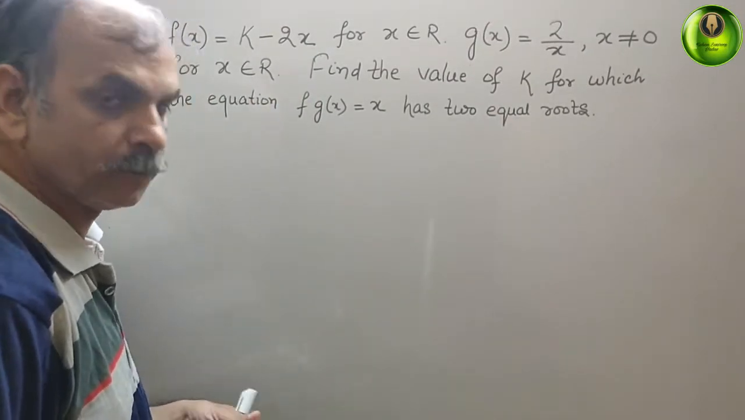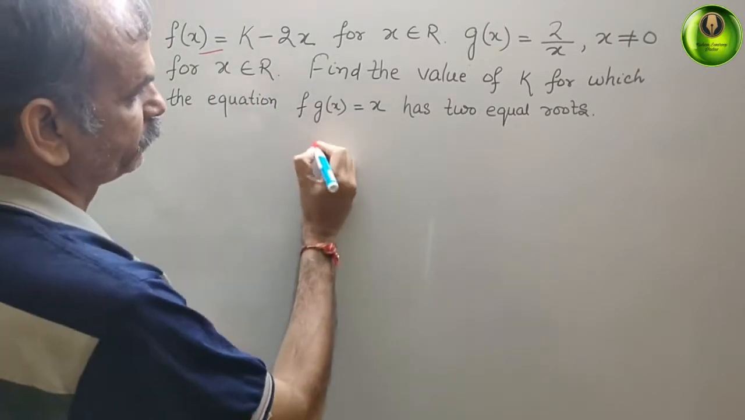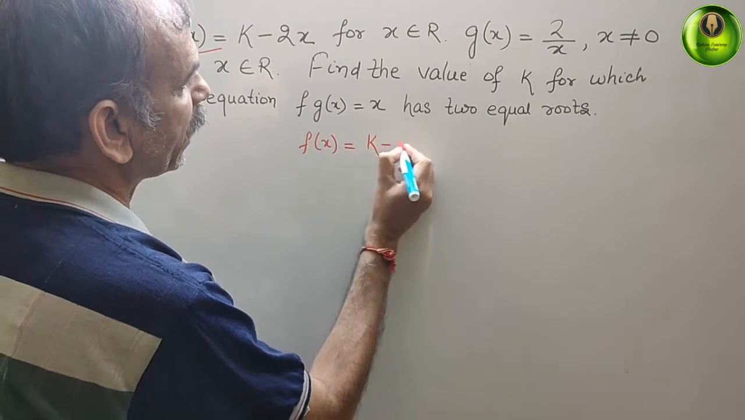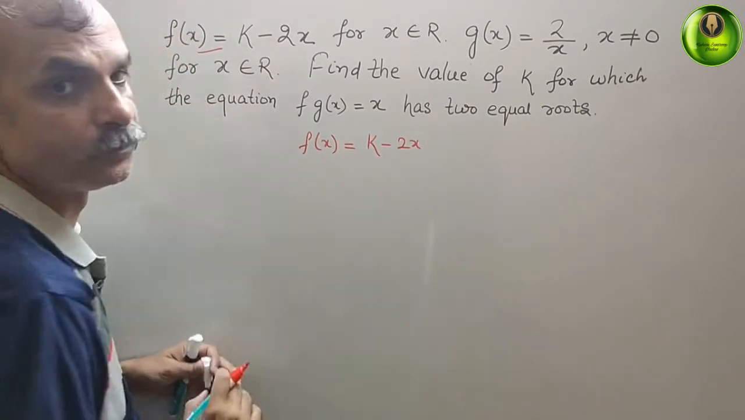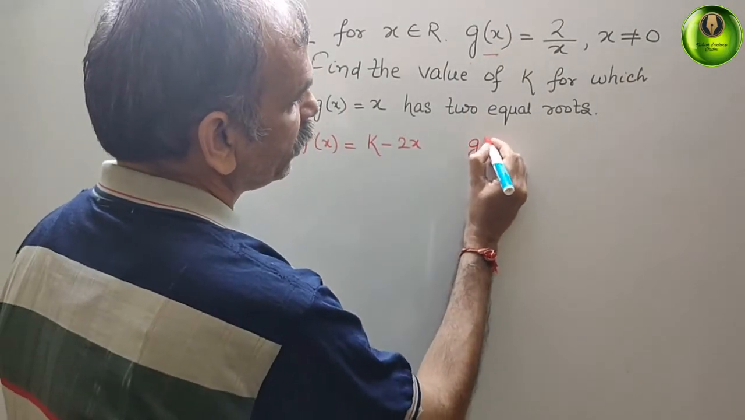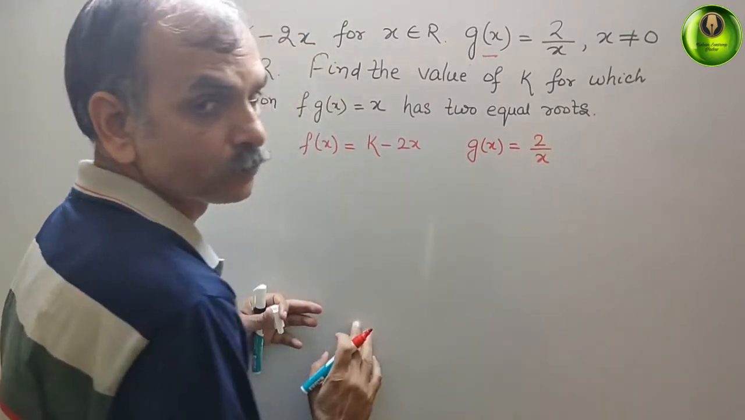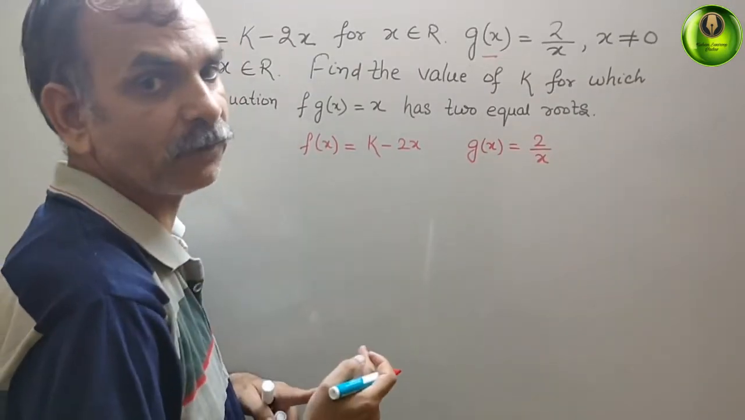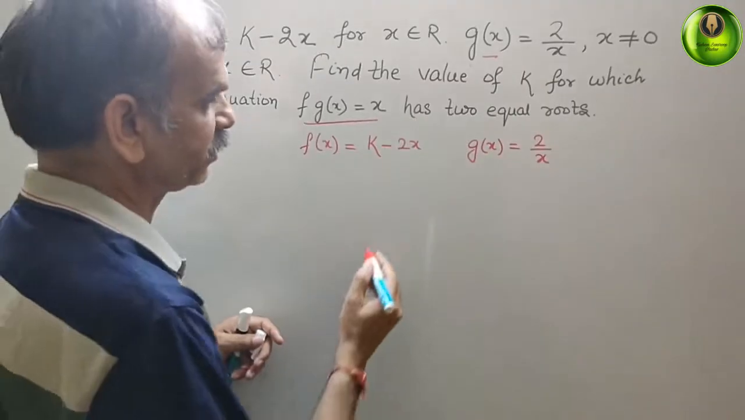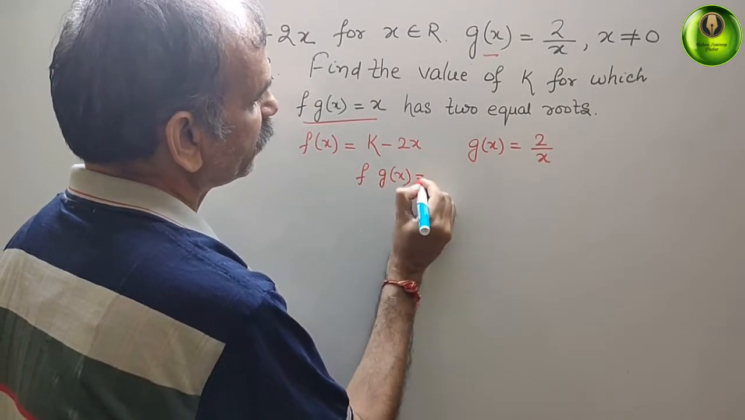Now understand this. What they have given? First they have given f(x). This is your f(x), that is equal to k minus 2x. And what they have given? g(x). g(x), that is equal to 2 by x. And one more thing they have given. What they have given? See this? f(g(x)), that is equal to x.